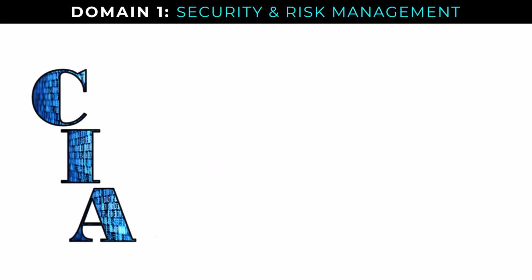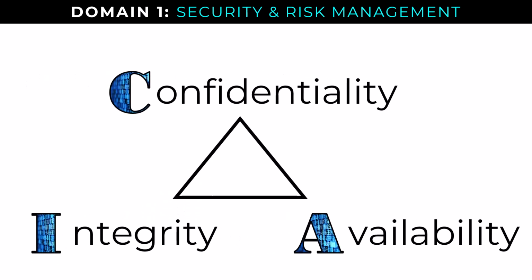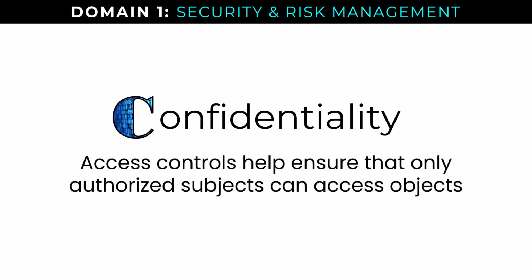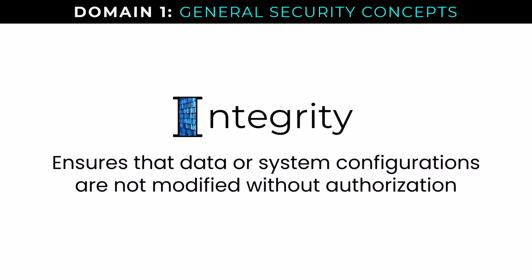So CIA stands for confidentiality, integrity, and availability. We see it represented in the triangle 1, 2, and 3, beginning with confidentiality. So access controls help ensure that only authorized subjects can access objects. We'll dig a little deeper in this session, but think of subjects as people and objects as resources, such as data, for the moment.